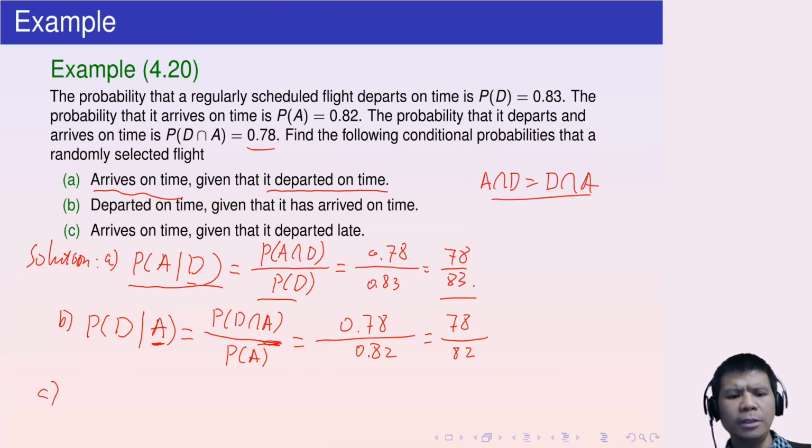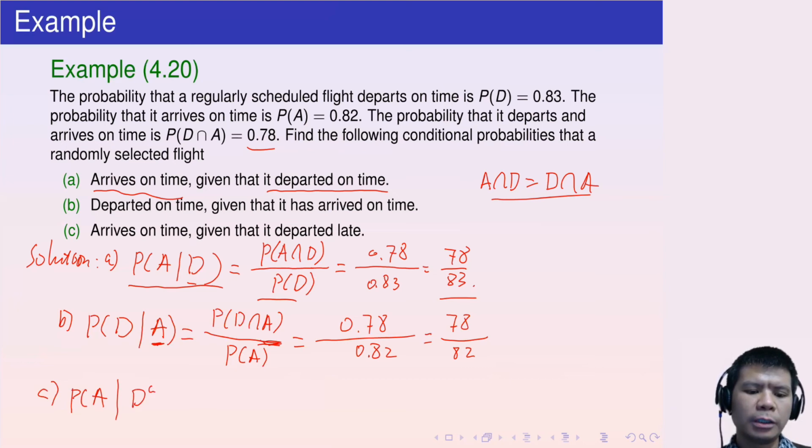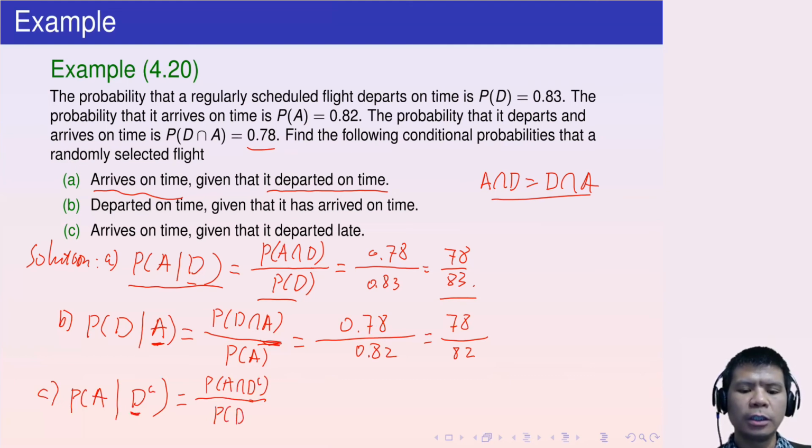So arrives on time, given that it departed late. We know the probability of A is the event of interest, and the condition is departed late. Departed late means it is the complement of D. All right, so that's the condition now. By definition, on the top we have A intersect D complement, over the probability of the event that serves as a condition, departed late, the probability of D complement.